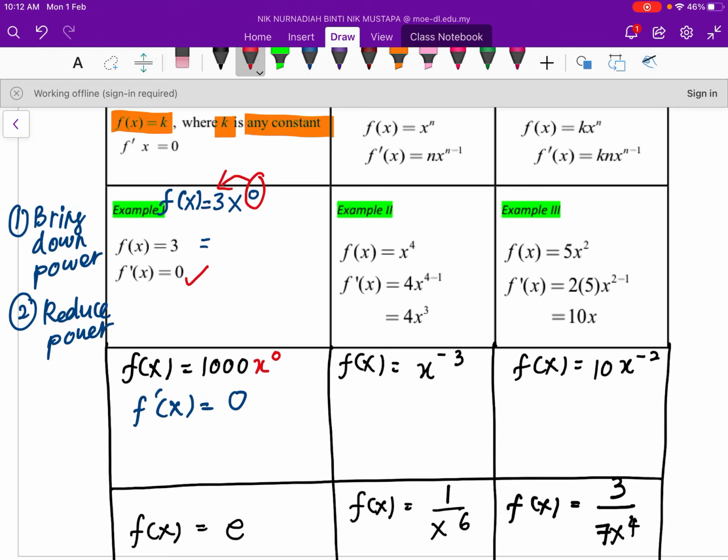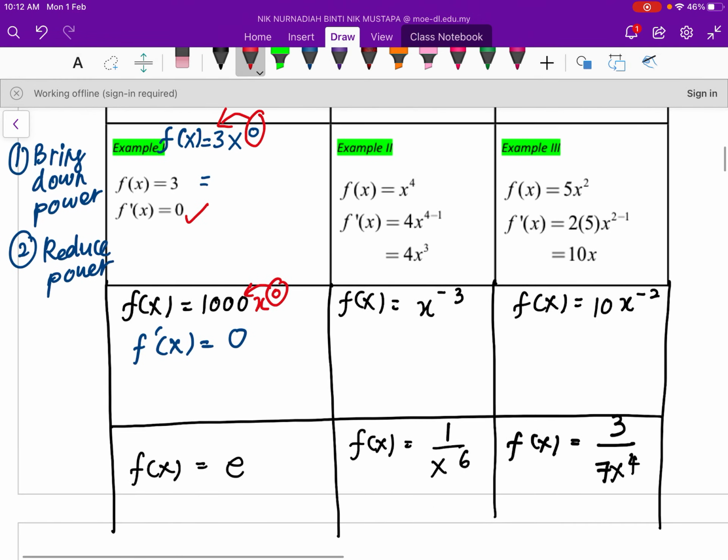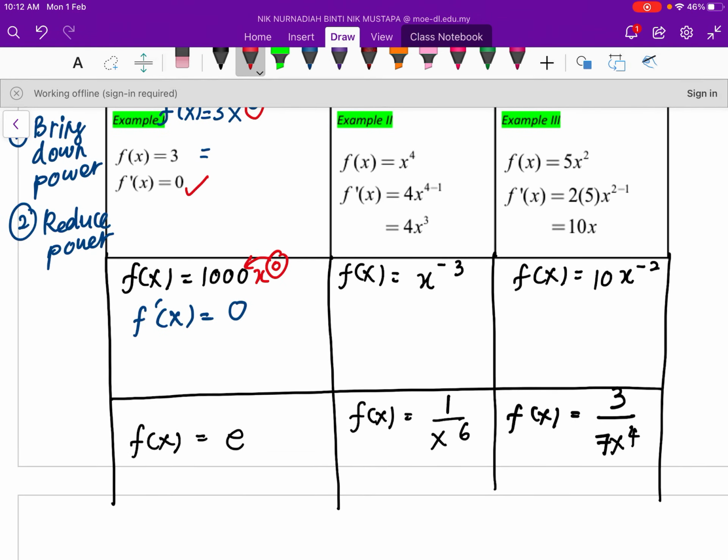Bring down power, reduce power. And then example kat sini saya bagi f(x) equal to e. Okay, e without the x. Apa-apa pun yang tanpa x, e sahaja. Ataupun mungkin juga soalan boleh bagi dalam bentuk pi, ataupun 2 pi. Without the x, tak ada x. So, it is a constant. So, 1000 pun tak ada x, it is a constant. Okay, so it will become 0 as well.